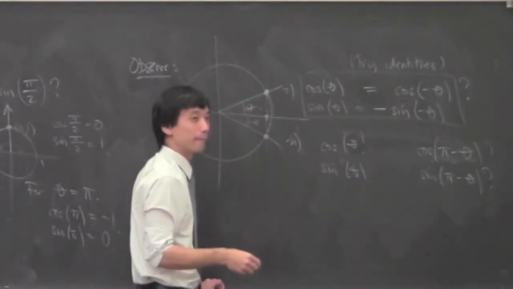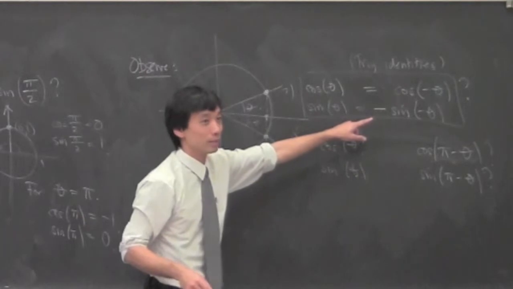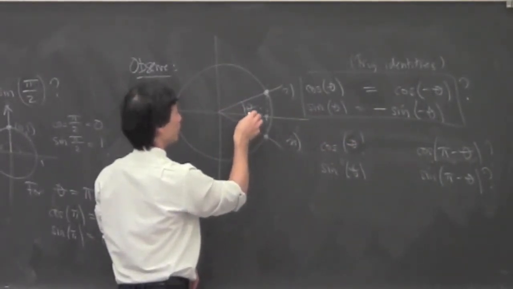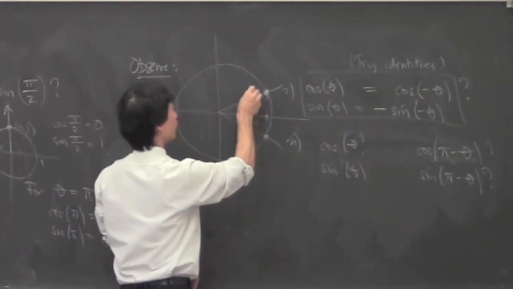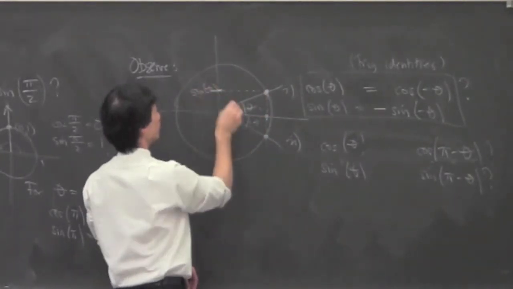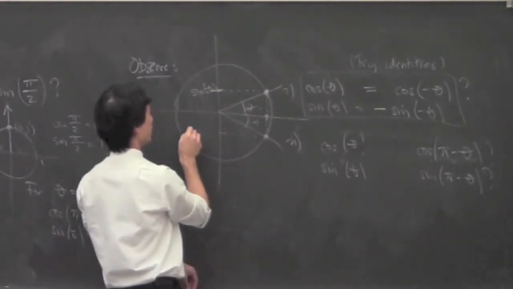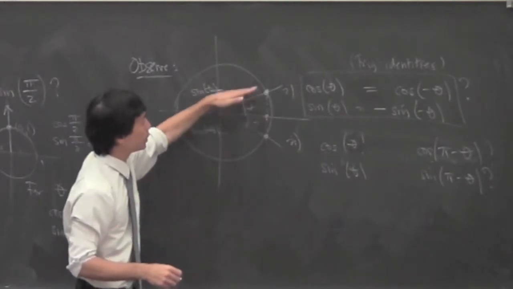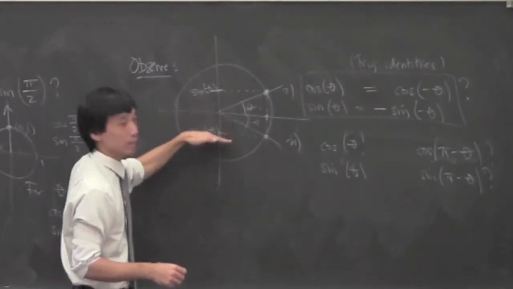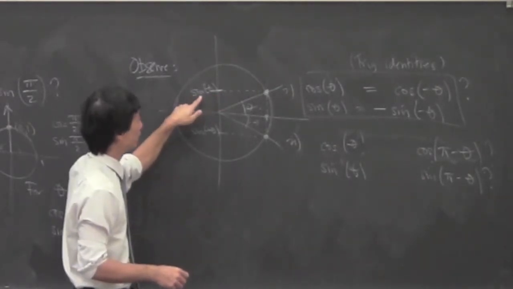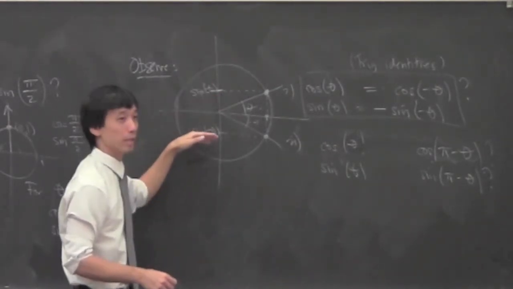Why is the sine the same? It's not the same, it's negative. So look at it. Here's the angle, here's negative the angle. The sine is the y-coordinate of that point. This is sine theta. This thing here is sine of negative theta. And you notice by similar triangles that this length is the same as this length, but they're in opposite directions. So sine of theta is negative the sine of negative theta.